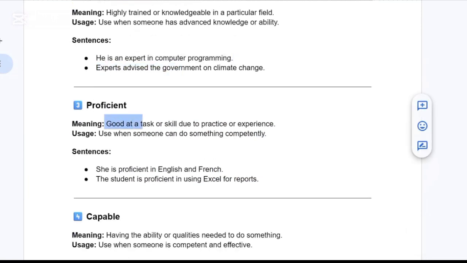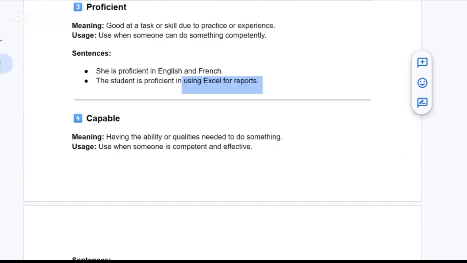Proficient: good at a task or skill due to practice or experience. It is used when someone can do something competently. She is proficient in English and French. The student is proficient in using Excel for reports.